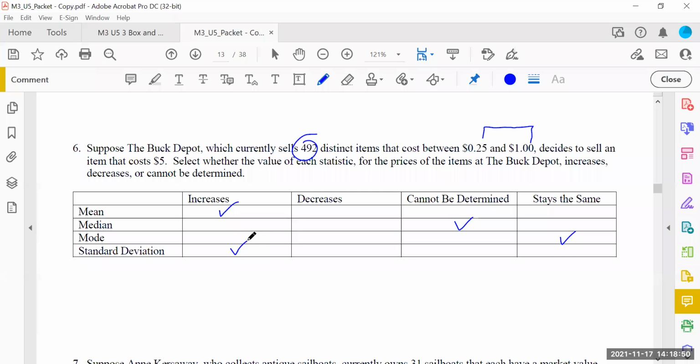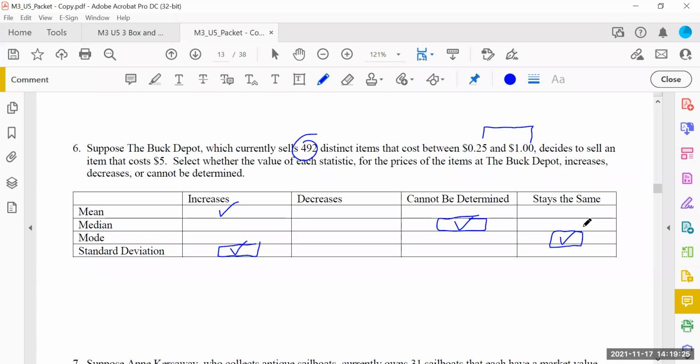So with that in mind, the median is almost always going to be "cannot be determined." Unless they really tell you more information, you're not going to be able to tell what's going on with the median. The standard deviation will almost always go up. It's the other two, actually, and even the mode is going to stay the same. Really, the only one that you're not sure about is the average. Does that make sense to everybody?